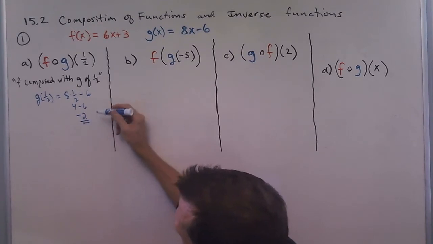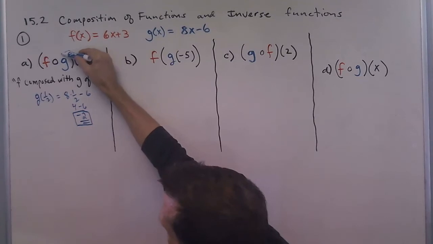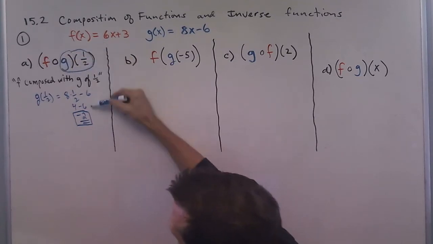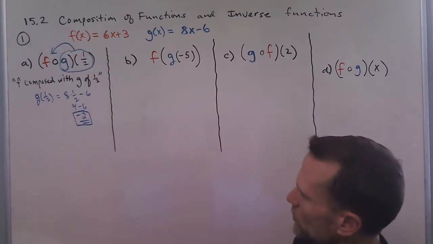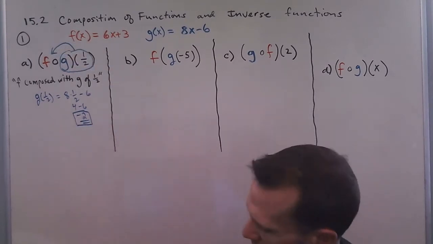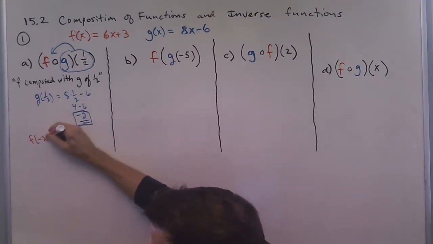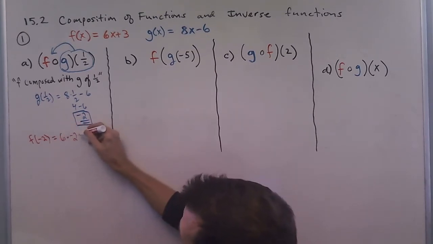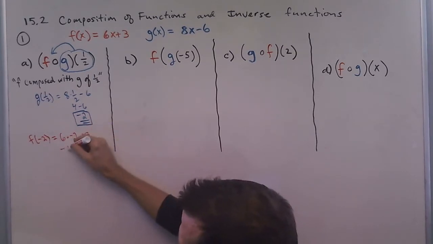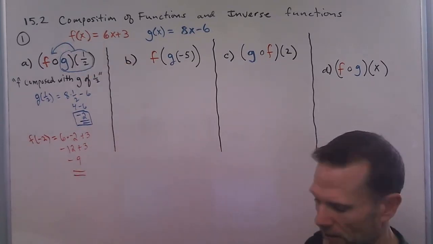Okay, so I'm going to take this new value that I have here, and since I computed this and I got -2, I'm going to take that and put it inside the f function. What I get then is f of -2, and I get 6 times -2 plus 3, get -12 plus 3 equals -9. And that's the answer. So I'll first compute that and then put it inside the f function.